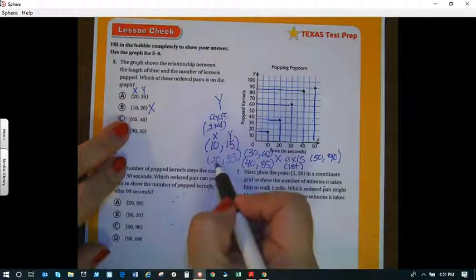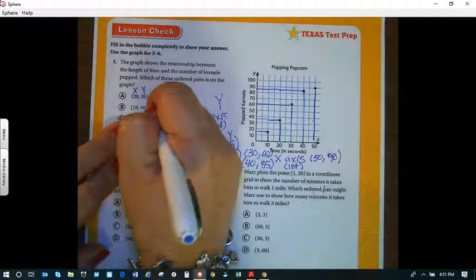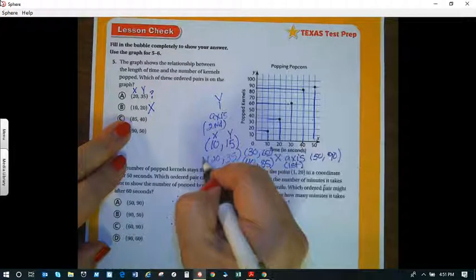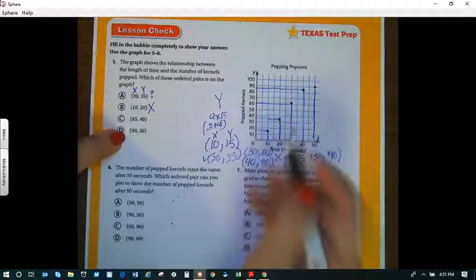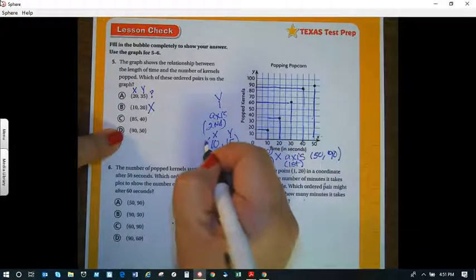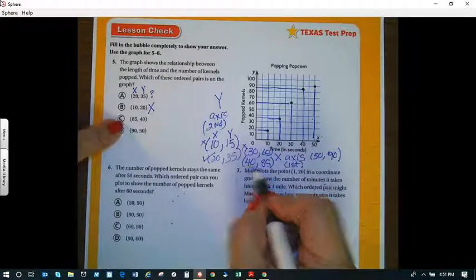Now I have 20, 35. Well, this is a good, strong possibility, so I'm going to put a check mark there. 30, 60. Nope, that doesn't work out. Don't have that. Cross that one out. Cross that out. 40, 85.